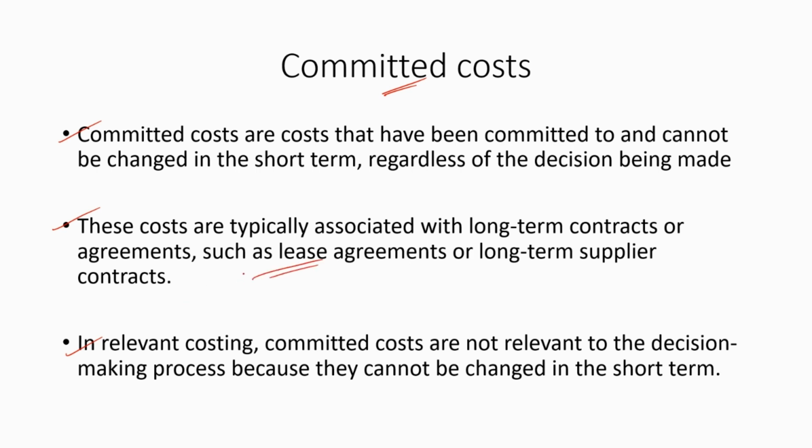Simply, these are the costs that a company has to pay in the future, such as lease payments or long-term supplier contracts. The company has to pay the suppliers. They cannot avoid these costs. They are committed to these costs. Wages of the employees are also a form of committed costs because the company has to pay their employees in the future. So when it comes to decision making, committed costs will not be considered. They will be ignored. The reason is that the decision being made will not affect the committed costs.